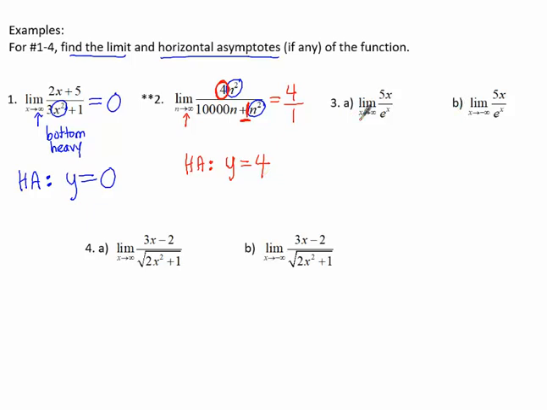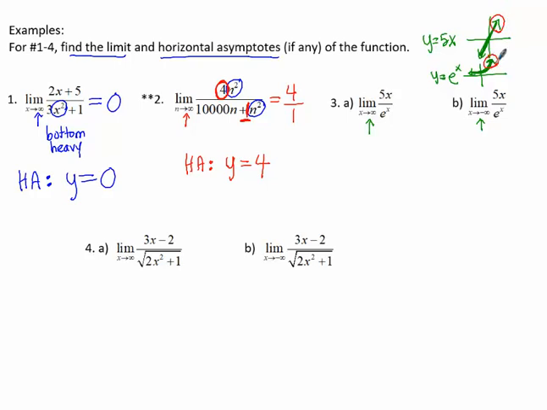Number 3, we're going to do in two parts. Notice I've got the limit as x approaches positive infinity and as x approaches negative infinity of the same function. So let's observe what these two functions do. Y equals 5x, if we graph it, is a linear function that looks like this. Y equals e to the x is an exponential function that when we graph it, looks like this.